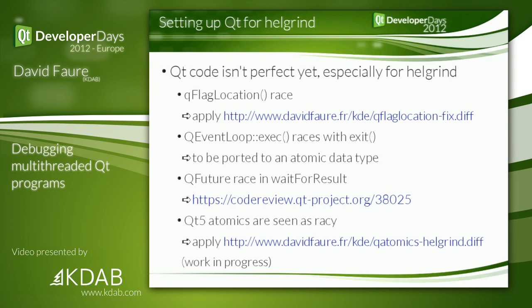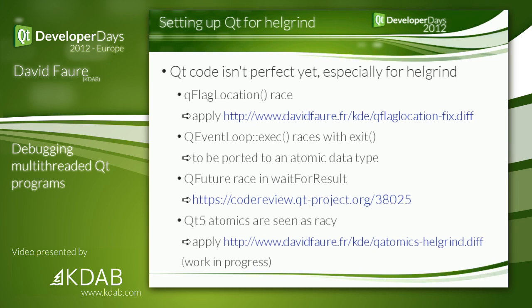And finally, the last problem is that the atomic classes in Qt5 are seen as racy by Helgrind because they use different solutions on different platforms. On the x86 platform, it knows it can basically just go ahead and read ints directly, which of course Helgrind sees as a race. So the only solution there is to actually use some macros that come with Helgrind to mark the code as, no, trust me, this is okay. And then Helgrind will not say anything about it.